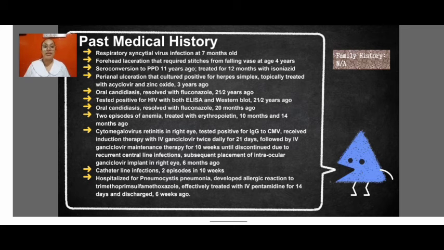Next, 10 weeks ago, catheter line infections, with 2 episodes of catheter line infections. Next, 6 weeks ago, he was hospitalized for pneumocystis pneumonia. This was complicated by an allergic reaction to trimethoprim-sulfamethoxazole. This was effectively treated with IV pentamidine for 14 days and then he was discharged.